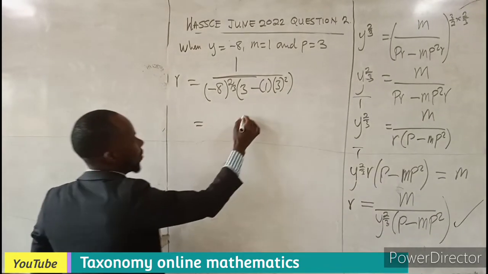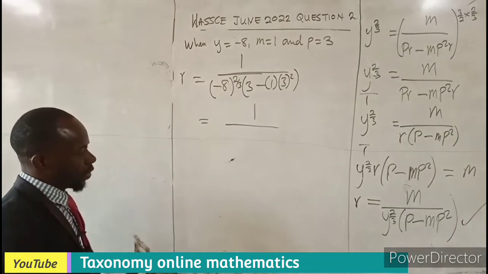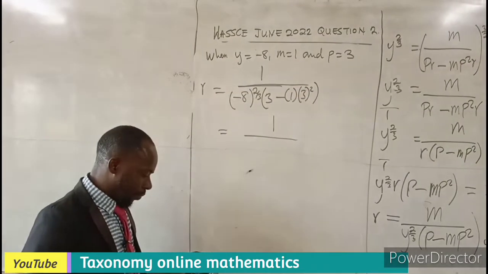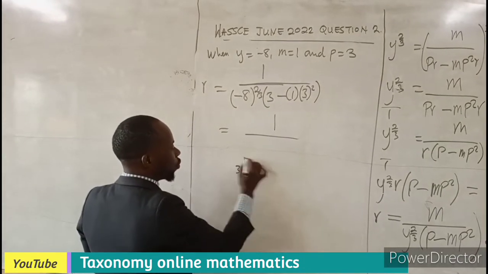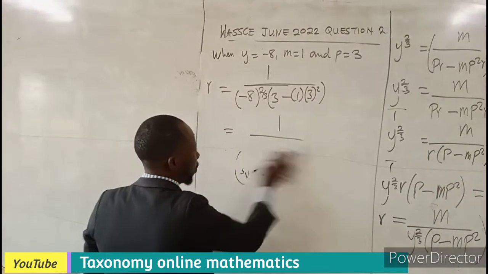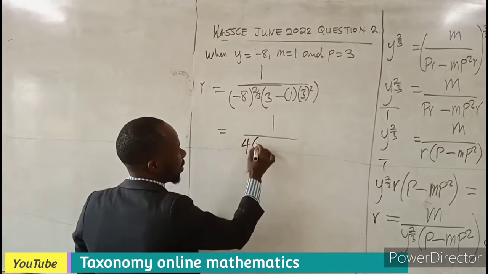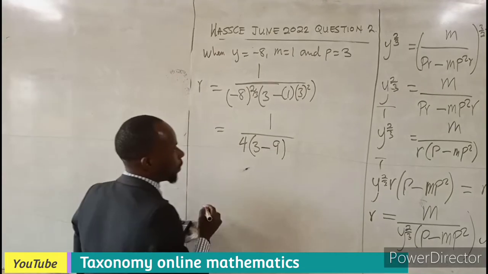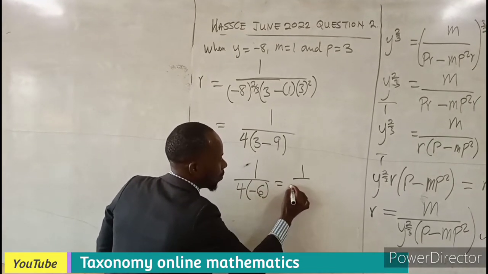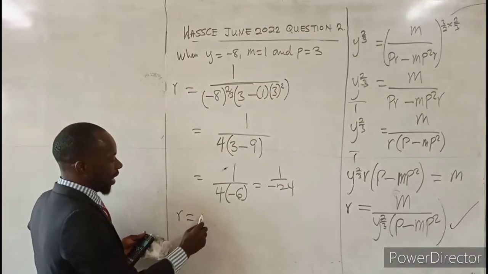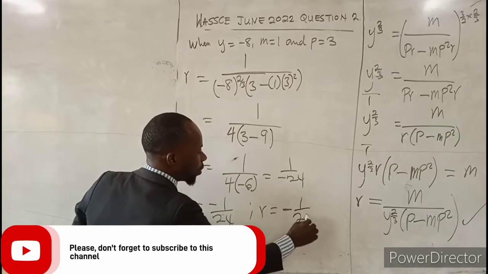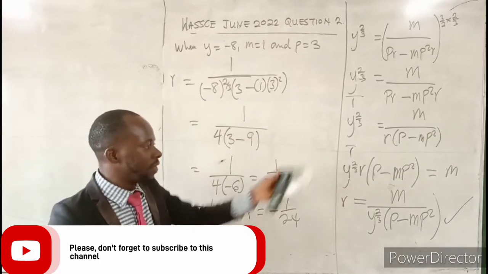So when you have this, we are going to have 1 over, and we can also factorize 1 out of this, but we can also find that value on our calculator. This is just like the cube root of -8 all squared, and that on our calculator will give us 4. So in this place, I'll be having 4 into bracket 3 minus 9, which will give us 1 over 4 times -6. So the value is 1 over -24, which I know someone will also write as -1 over 24. Better still, R can also be minus 1 over 24. So that will be the value of R if this information is substituted.